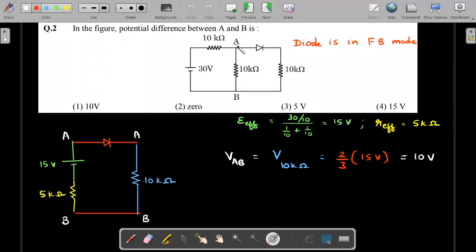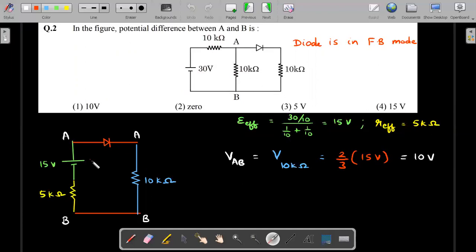Since he's talking about potential between point A and point B, you have to reduce this part of the circuit using Thevenin's equivalent, right? It's (E1/R1 + E2/R2) divided by (1/R1 + 1/R2). So that's what I'm going to do. The E effective across this would be (30/10) divided by (1/10 + 1/10), so you'll end up getting 15 volt across this.